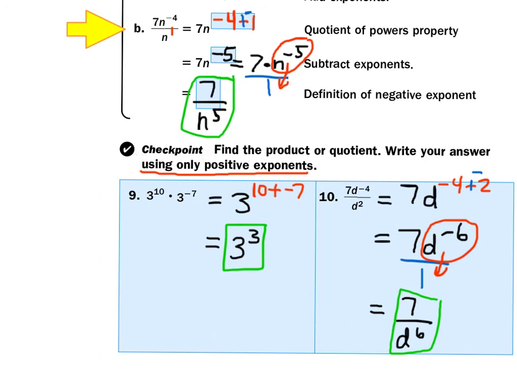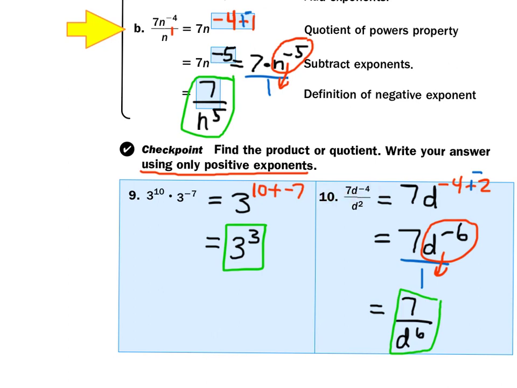Now take a look at the checkpoint. Find the product or quotient and write our answer using only positive exponents. So make all those babies happy. So take a look at number 9. 3 to the 10th power times 3 to the negative 7th power. Well, I noticed the bases match, so I copied the 3. And then remember, when we're multiplying, we just add the exponents. So 10 plus negative 7. And I wrote it right here, so that gives us 3 to the 3rd power. Baby's happy, I'm good.